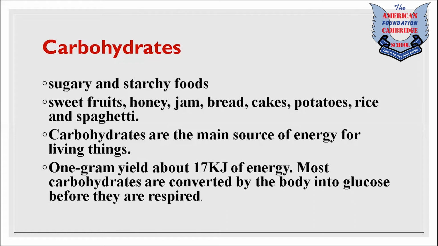Most carbohydrates are converted by the body into glucose before they are respired. Why are they converted into glucose? Because our body works by small units. In terms of energy, glucose is the smallest unit. A food is broken down into a smallest unit such as glucose. Our brain, for example, utilizes these glucose molecules in order to function properly.